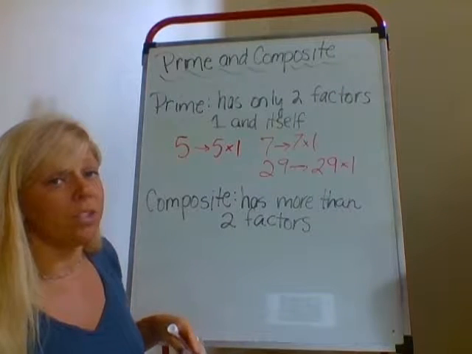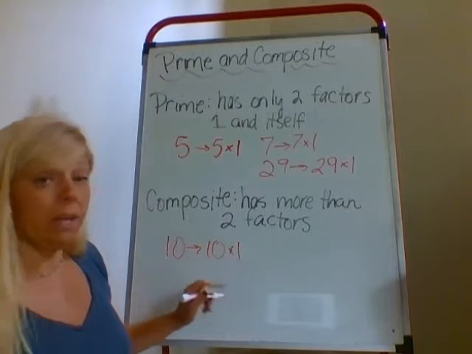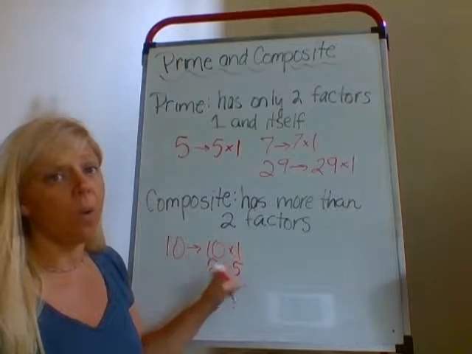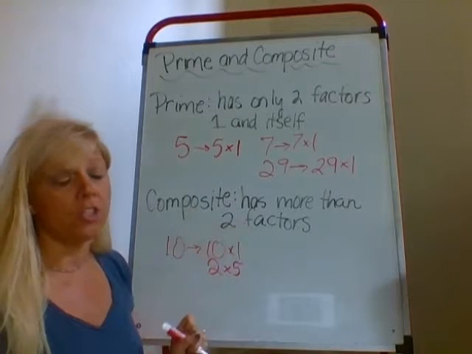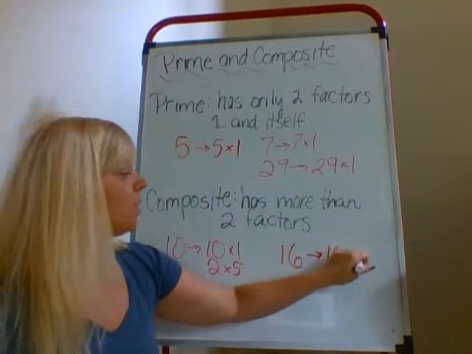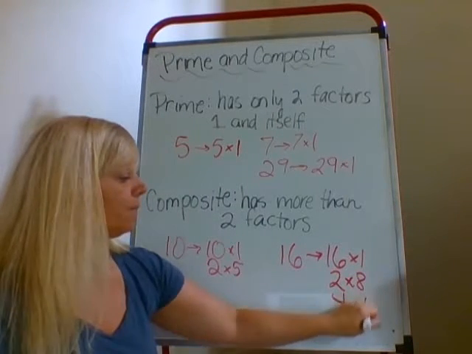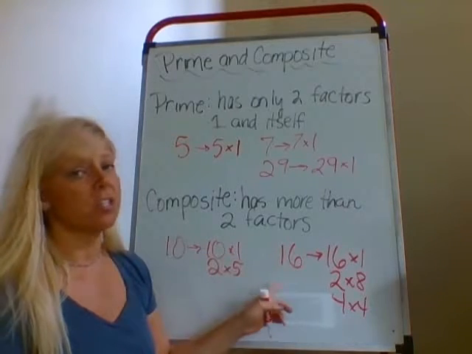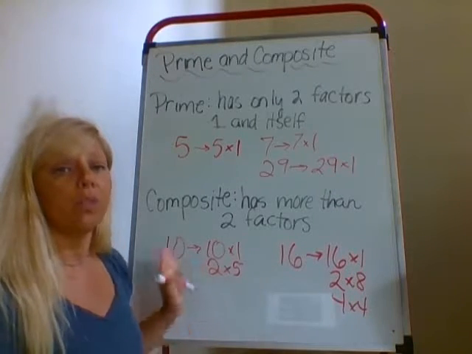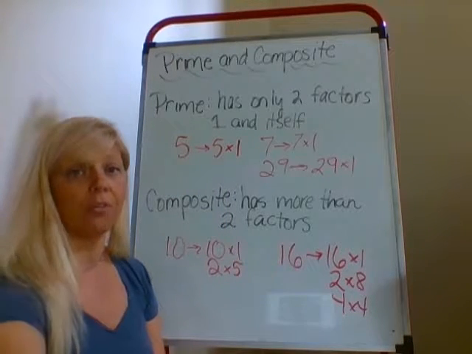Okay, composite has more than two factors. So let's look at 10. 10 can be 10 times 1, and 10 can also be 2 times 5. So 10 has four factors: 10, 1, 2, and 5. So more than two factors. If we look at the number 16, 16 is 16 times 1, 2 times 8, and 4 times 4. Okay, so this again has more than two factors, and actually 16 has five factors: 16, 1, 2, 8, and 4. So composite numbers, more than two. Prime numbers, only two, which is 1 and itself.